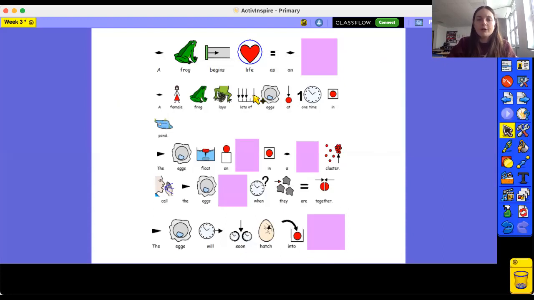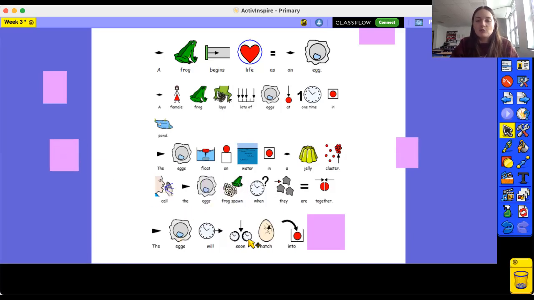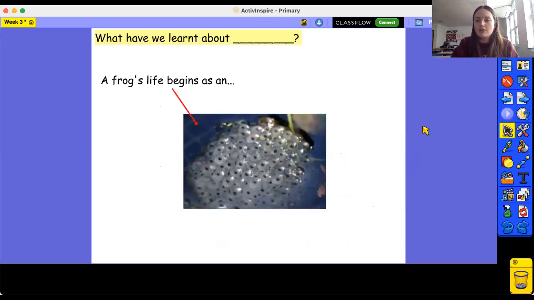Okay, let's go. A frog begins life as what? What does it begin life as? As an egg. Well done. The female frog lays lots of eggs, and the eggs float on water. Fantastic. They float on water in a cluster. What are the eggs all encased in that sticks them all together? Jelly. Fantastic. We call the eggs frog spawn when they are together. What are the eggs called all together? Frog spawn. Well done. The eggs will soon hatch into tadpoles. Brilliant.